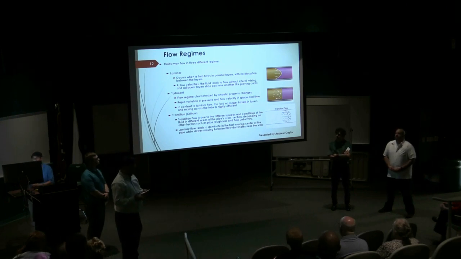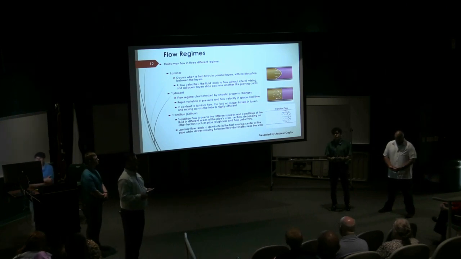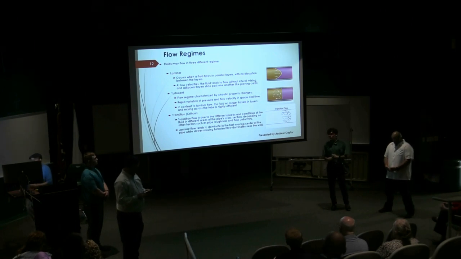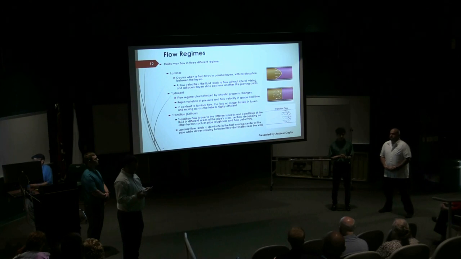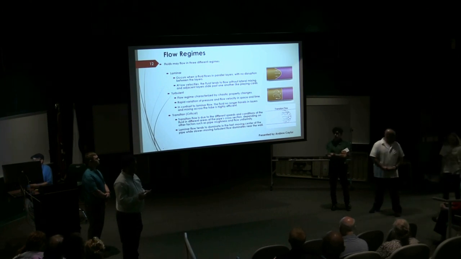Fluids can behave in 3 different flow regimes: laminar, turbulent, and transition. Laminar flow happens at low speed or with thick fluids. It is smooth and layered. The velocity profile is conical because of the friction loss at the pipe's edges.